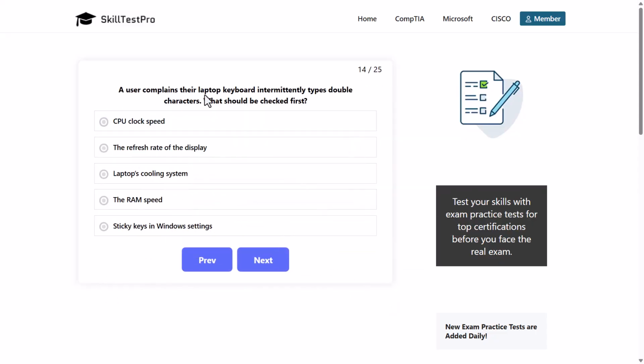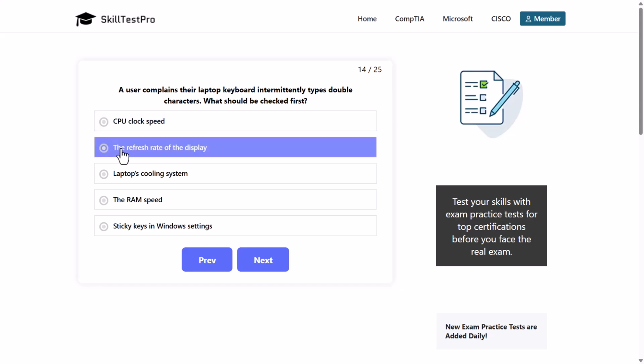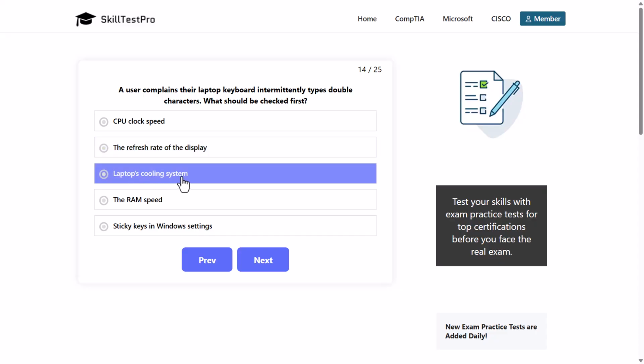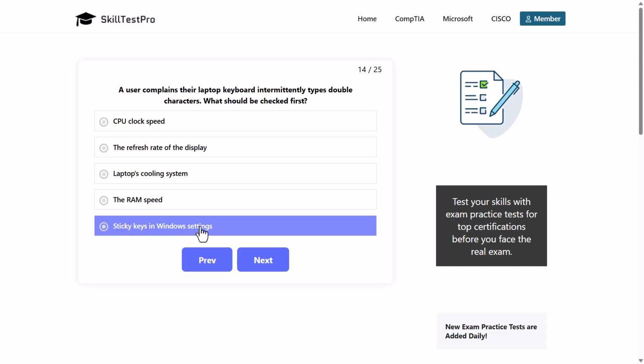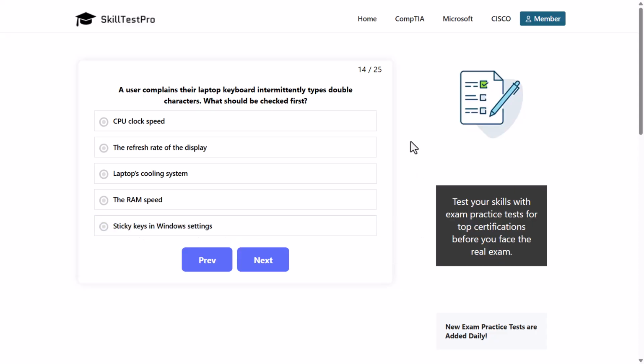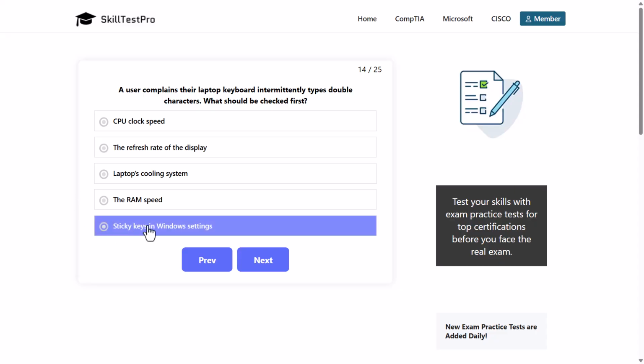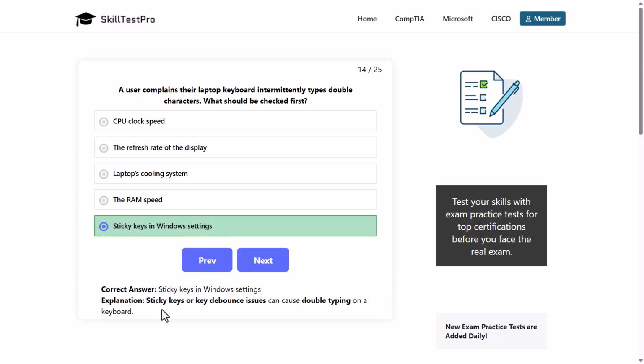A user complains their laptop keyboard intermittently types double characters. What should be checked first? CPU clock speed, the refresh rate of the display, laptop's cooling system, the RAM speed, or sticky keys in Windows settings. And the correct answer here is sticky keys in Windows settings, as sticky keys or key debounce issues can cause double typing on a keyboard.